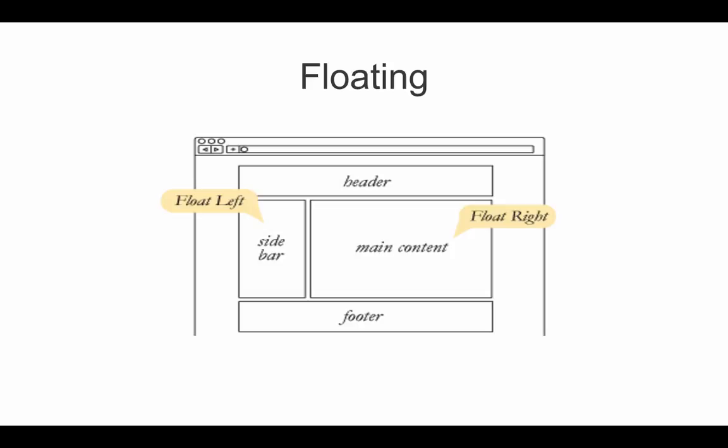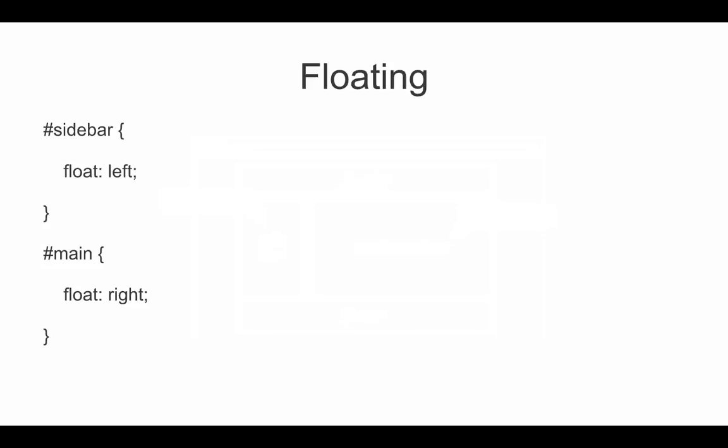In this example, we have a header and a footer, and in between are a sidebar and a main content section. By telling the sidebar to float left and the main section to float right, we're able to position them side by side horizontally. Here you can see the code to accommodate that floating.